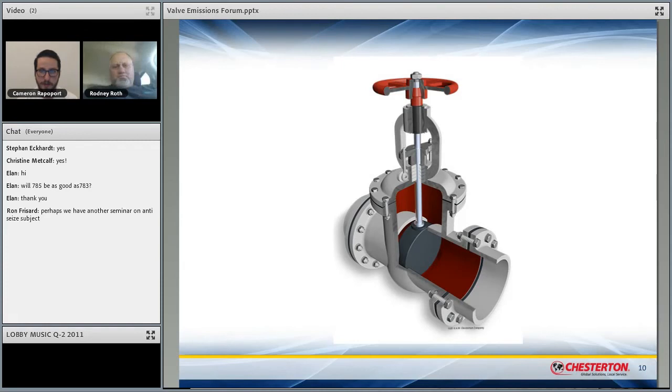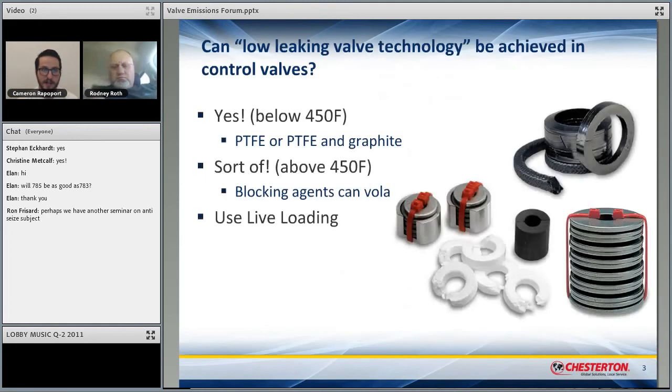So moving to another really interesting topic, and something that we've been discussing internally a lot, which is low leak valve technology in control valves, and can you achieve true low E with a control valve? So we know we can at Chesterton when we're using our 1724 low E sets. We know we can do that.